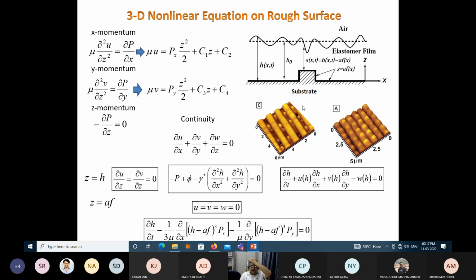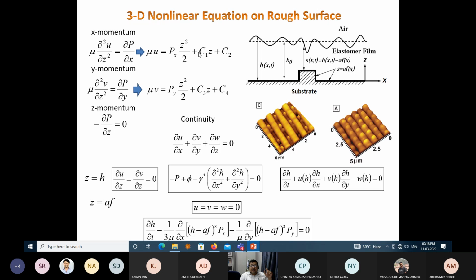Not only that, if you have a surface roughness, if you have a rough surface on which the film is resting, the framework remains same. Only thing that changes here, say suppose there is a surface roughness, what will be the changing factor? The changing factor will be z equal to 0, where u, v is not 0. At z equal to a particular function, say suppose you consider a kind of function, it will be 0. Right? And at the same time, here you may find that I have done a 3D nonlinear equation on a rough surface, the most generic form.